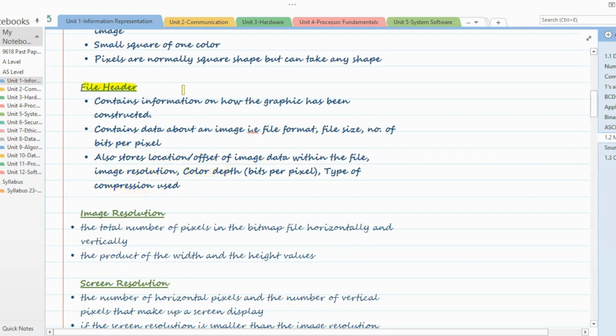One mark questions are sometimes there in past papers, where you have to explain what a pixel is, or define file header, or match the following, where you have to match the definition with the term.